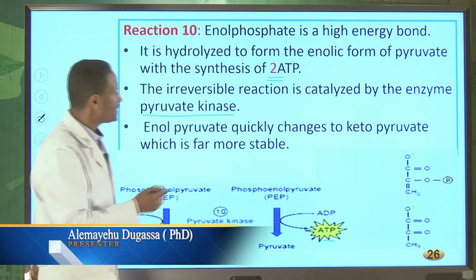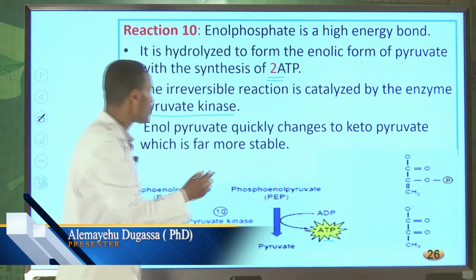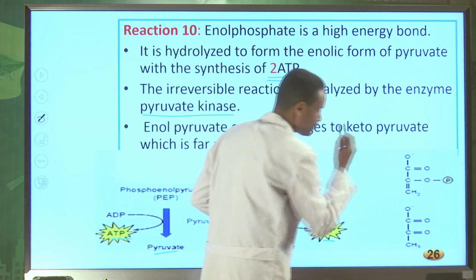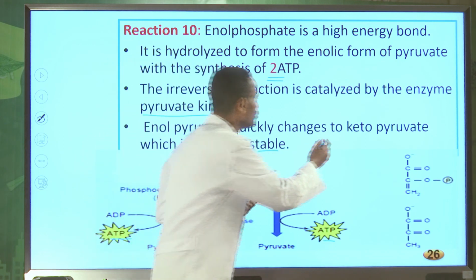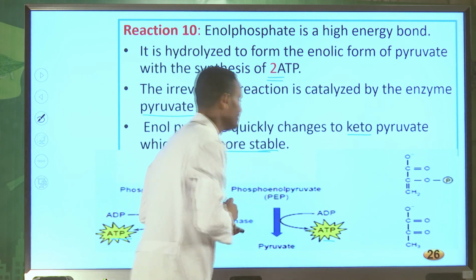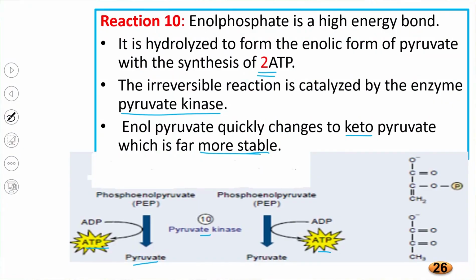Here, enol pyruvate quickly changes into keto pyruvate, which is far more stable. In the first case, the enol pyruvate is produced, but automatically it is changed into the keto pyruvate, because the keto pyruvate is more stable than the enol pyruvate. Therefore, this shows that the functional group of the ketone is immediately formed, which is more stable than the enol pyruvate.